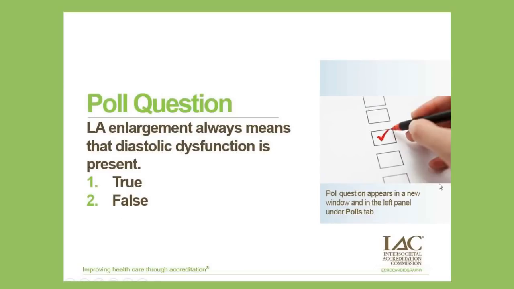So let's ask one more poll question if we can. LA enlargement always means that diastolic dysfunction is present. Is that true or is that false? 29% of the audience says that's true, and 70% of the audience says that's false. Good for the audience. Thank you, Bev.